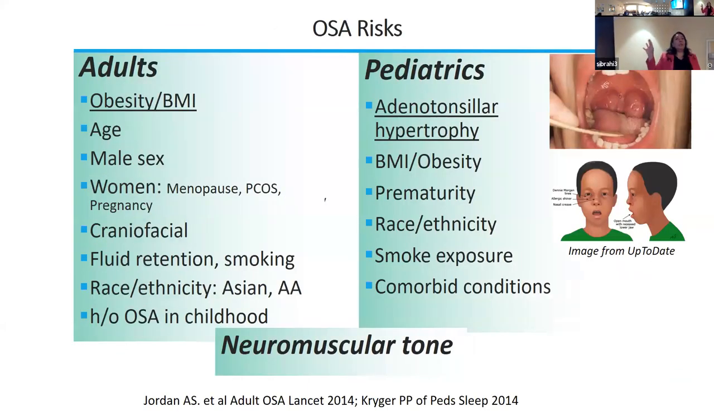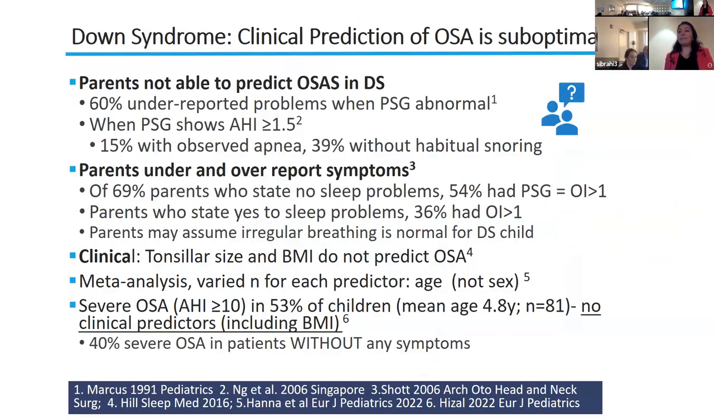In addition to those risk factors, we have both adult and pediatric risk factors. On the top of the list for adults is age, BMI, et cetera. In pediatrics, the top of the list is adenotonsillar hypertrophy. So that's a very sharp difference in risk factor profiling, particularly when you move from childhood into adulthood, as well as these other things. And of course, neuromuscular tone underpins both pediatric and adult obstructive sleep apnea.